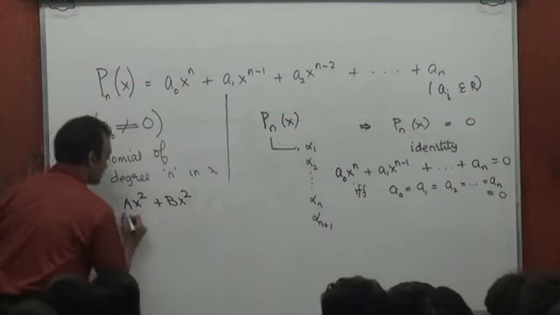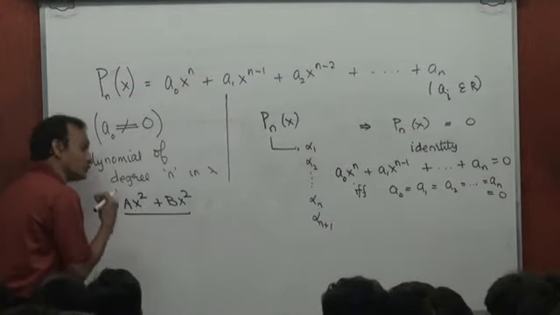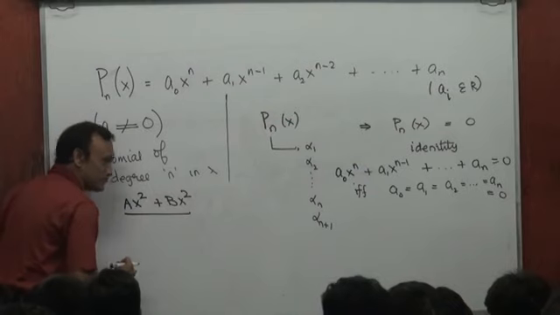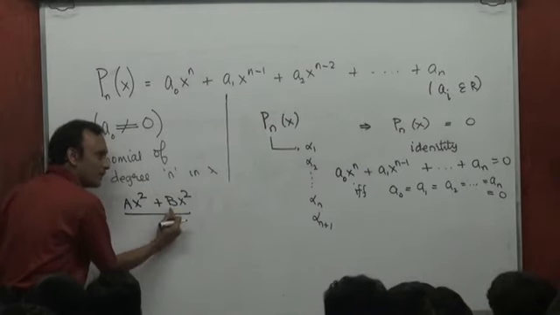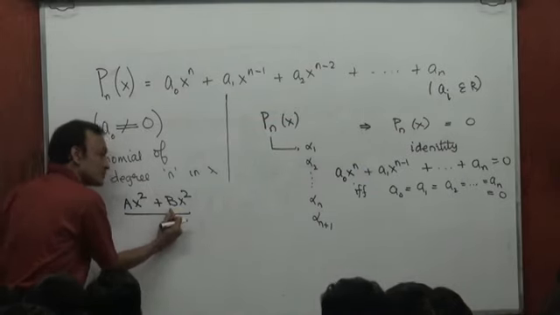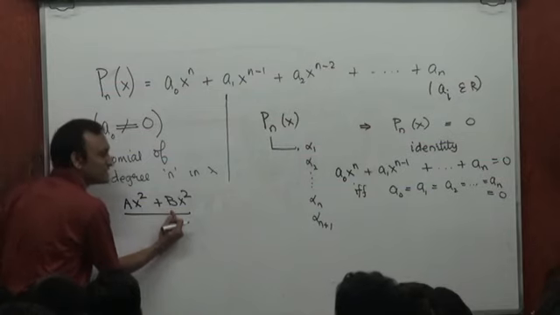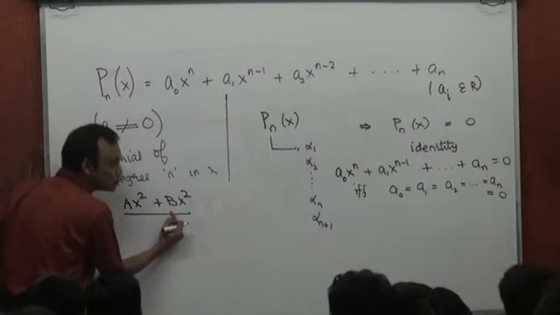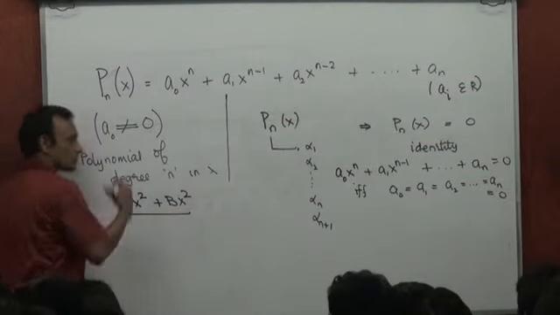So, prima facie, it looks like a polynomial, but otherwise it's an identity. That means, see, this is a polynomial of degree 2 as long as a is not equal to minus b. But the moment a becomes equal to minus b, this polynomial becomes an identity. It becomes identically equal to 0. Right.